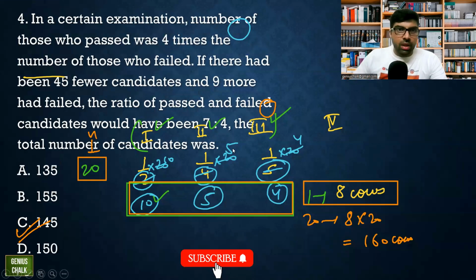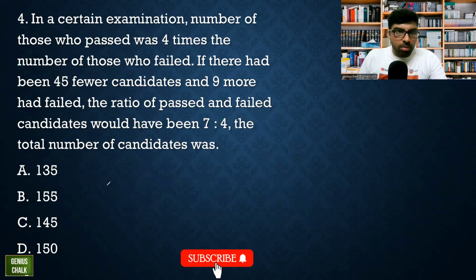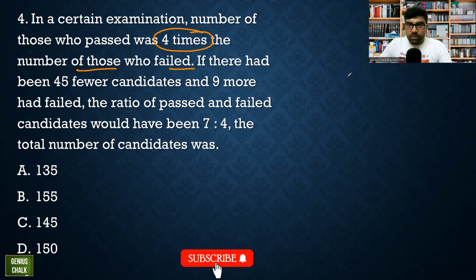Next one. In a certain examination, the number of those who passed was 4 times the number of those who failed. Okay, let's take the number of people passed and the number of people failed. Let's say the number of people who failed was x. So the number of people passed is 4x. If there had been 45 fewer candidates, so what can I write?